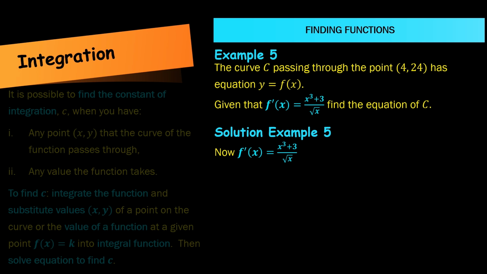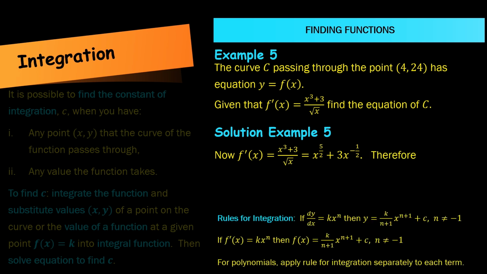Here's our f dash of x. We're going to rewrite this so that we're able to integrate it. So x cubed over root x becomes x to the power 5 over 2. Essentially, we're saying x to the power 3 minus a half. And 3 over root x becomes 3 times x to the minus a half. And now we can integrate. Again, here are the rules for integration in case you need a reminder.